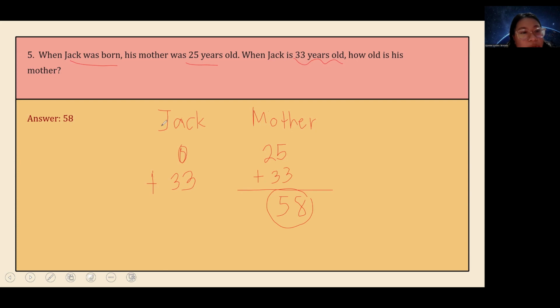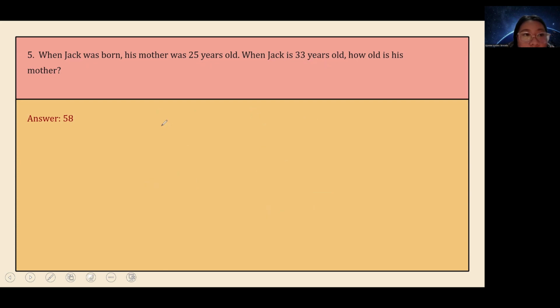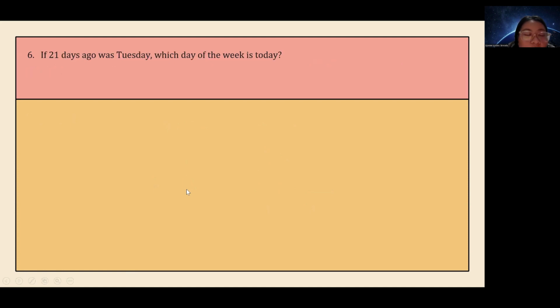Okay, now let's go to number 6. If 21 days ago was Tuesday, which day of the week is today? Okay, so this is very easy if you just know the multiples of 7. What are the multiples of 7? 7, 14, 21. So 21 is a multiple of 7.